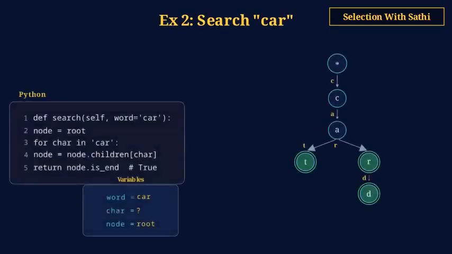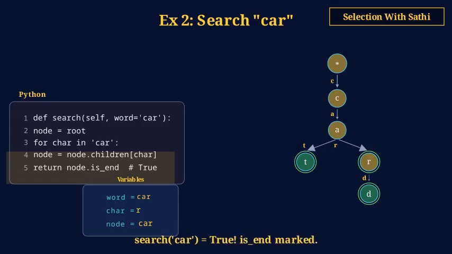Let us search for car in the trie. Line 2. Start at root. First character C, line 4, C is in root's children. Line 6, move to C. Second character A is in C's children. Move to A. Third character R is in A's children.